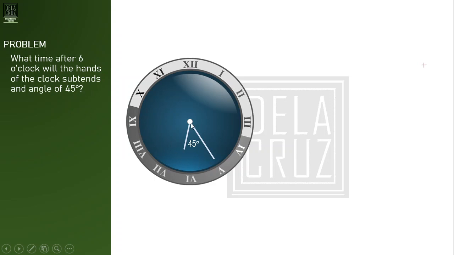Because pwede rin yung ating long hand dito lumagpas sa kanya. Then, andito yung ating long hand dito. And nandito yung ating 45 degrees. Pwedeng ganyan yung scenario natin. Okay? So, in this problem, we'll just focusing for the first time. 45 degrees for the first time. Okay? So, yung scenario natin should be in this way.